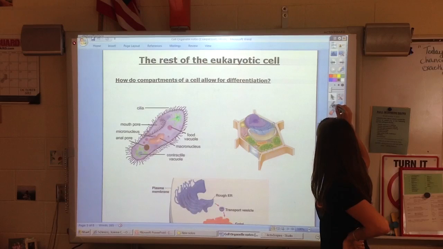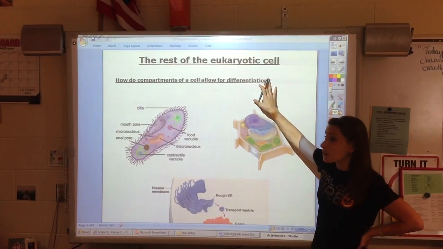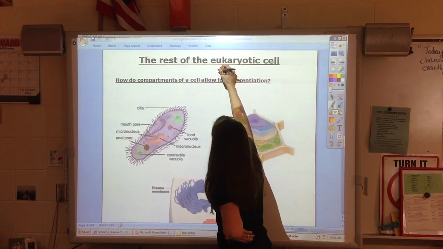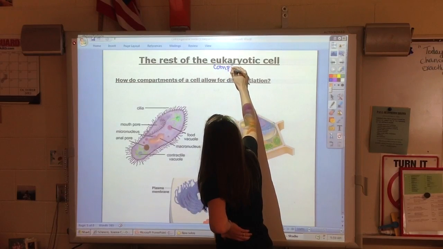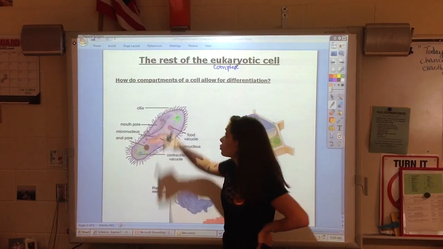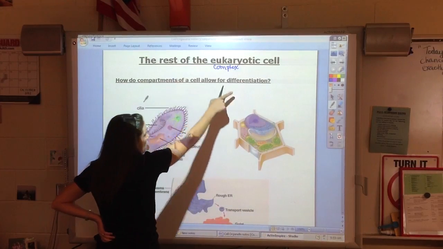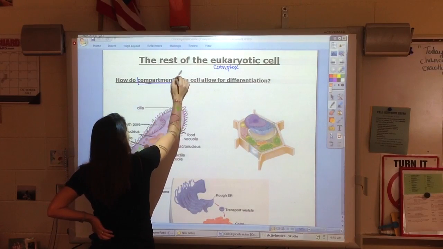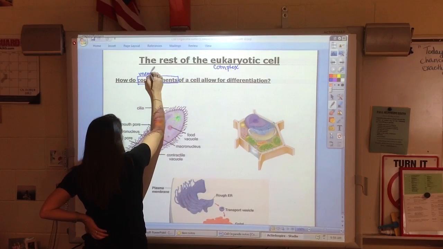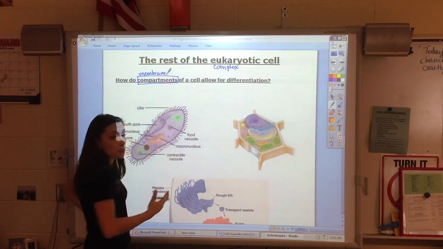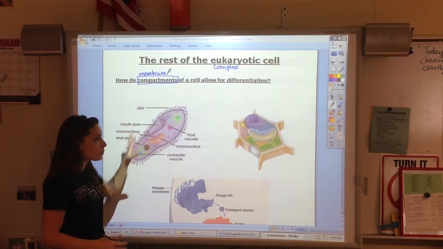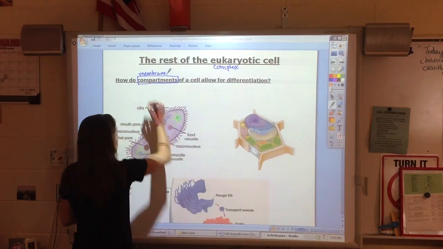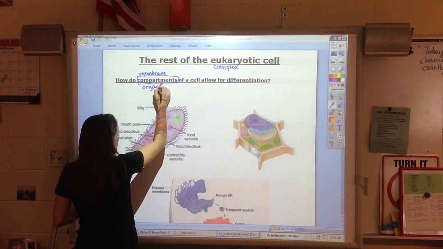So what we want to talk about here is what is the rest of a eukaryotic cell. Of course, we know that this means true nucleus, but we also want to know that eukaryotic cells are very complex. They actually have these compartments that allow for differentiation. Keeping in mind, the way that we get a compartment is through the use of a membrane. This is how we compartmentalize inside of the cell. We break the cell up into all these different little functioning parts. All of these compartments are usually called organelles.